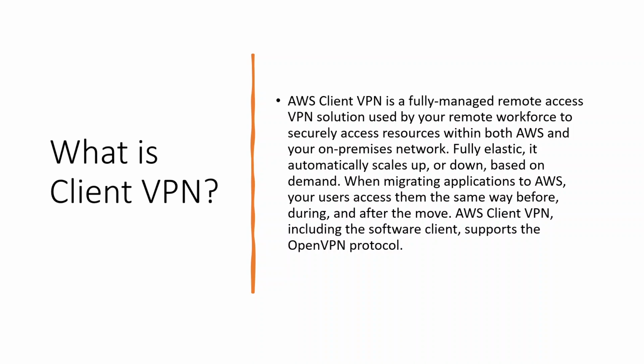So when migrating applications to AWS, your users access them the way before, during, and after the move. AWS Client VPN, including the software client, supports OpenVPN protocol. So today, in our hands-on lab, we are going to set up using the OpenVPN.